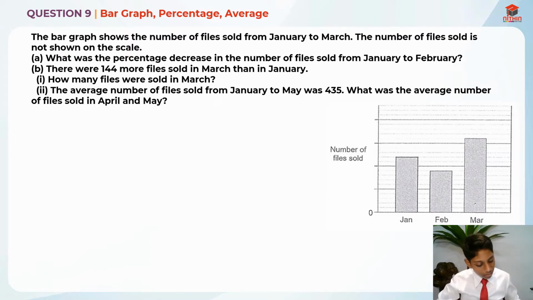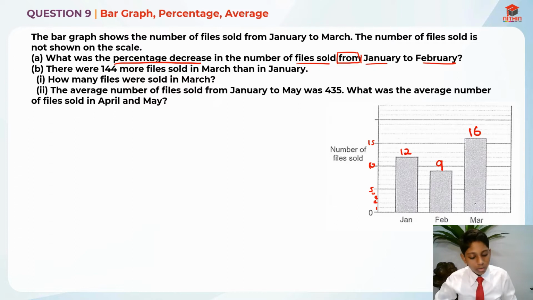Okay, so over here they have never indicated any numbers, right? So I'm just going to indicate it as 1, 2, 3, and these are units. 1, 2, 3, 4, 5 ... 10. So January is 12, February is 9, and March is 16. Okay, for part A, what was the percentage decrease in the number of files sold from January to February?